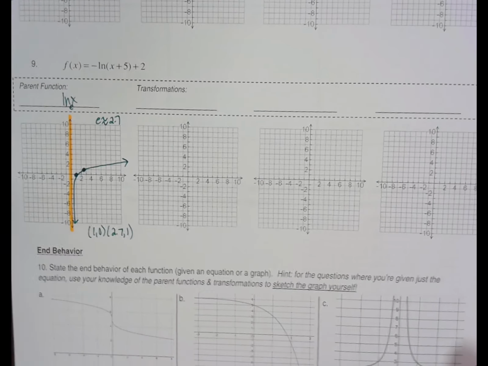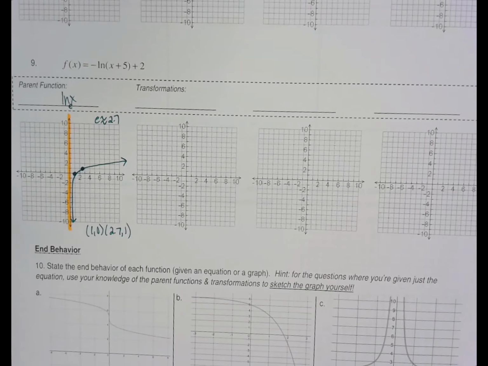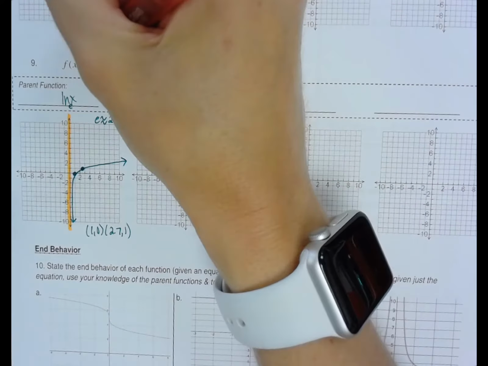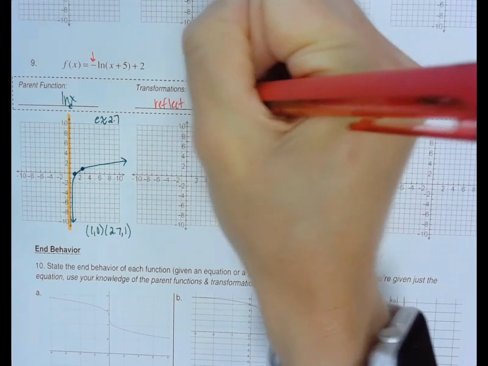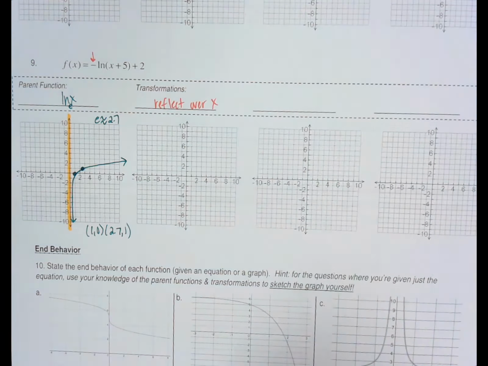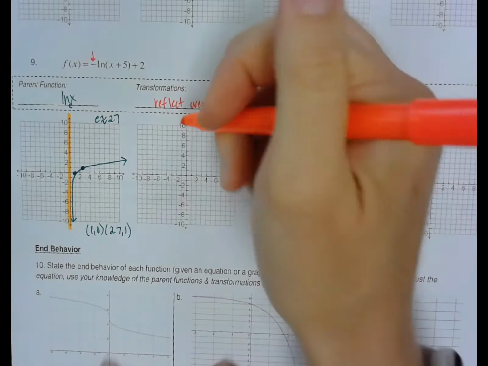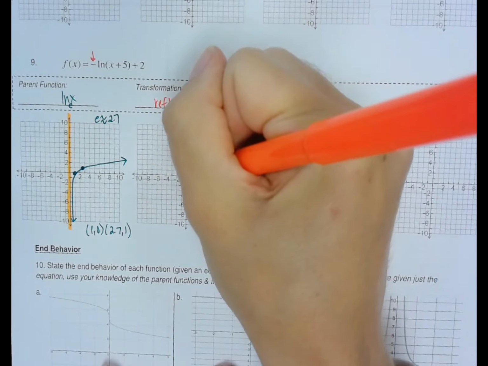All right, so for your transformations, let's take care of the negative in front first. So that's going to be a reflect over x. So if you look back, your vertical asymptote's not going to change at all. That's going to stay right there.